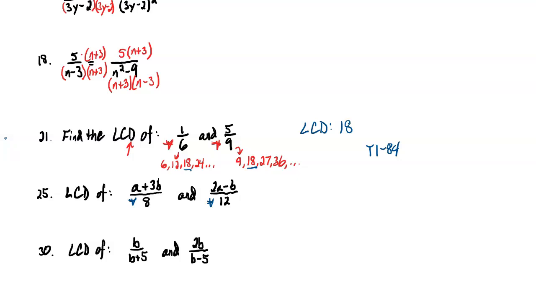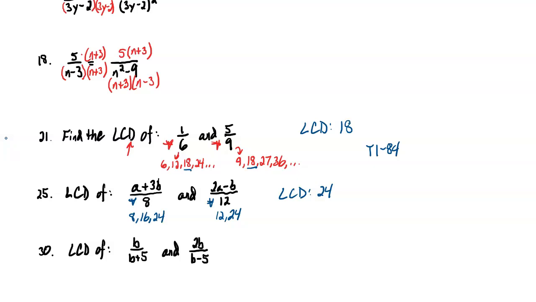8 times 1 is 8. 8 times 2 is 16. 8 times 3 is 24. 12 times 1 is 12. 12 times 2 is 24. 24 is the least number that is a common multiple. So the LCD is 24.